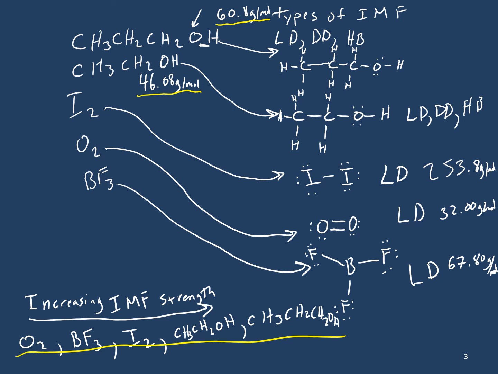And so this gives us an example of how we can put different molecules in order of increasing intermolecular force strength. This is very important to the next part of this chapter where we talk about how intermolecular force strength is going to affect our bulk properties like boiling point, vapor pressure, viscosity, and so on.